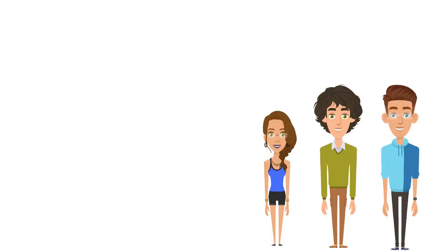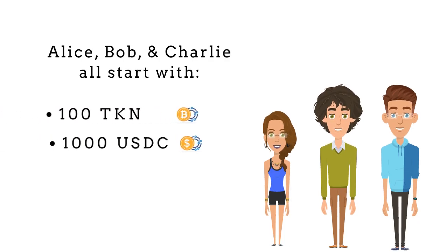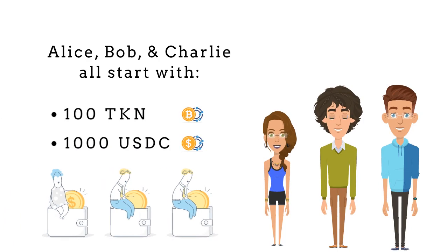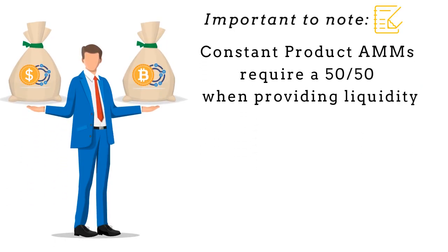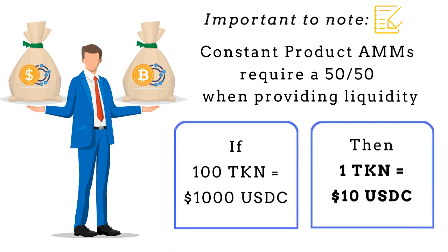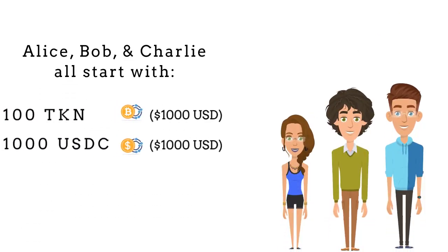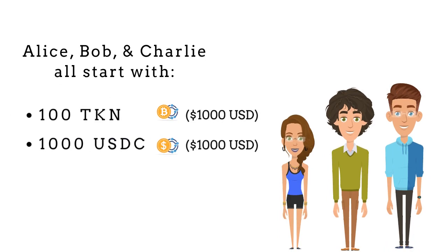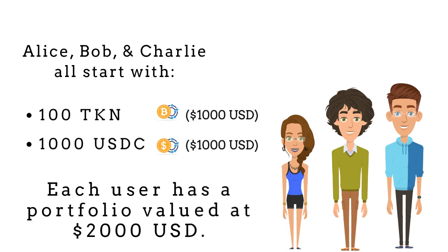Alice, Bob, and Charlie all start with 100 TKN and 1000 USDC. A 50-50 split is required for a constant product AMM, and therefore TKN is equivalent to $10 in this simulation. Alice, Bob, and Charlie all start with $1,000 worth of TKN and $1,000 worth of USDC, giving them each a starting portfolio valued at $2,000.